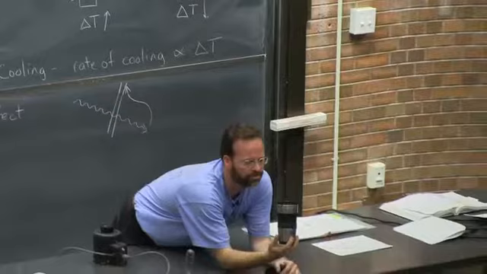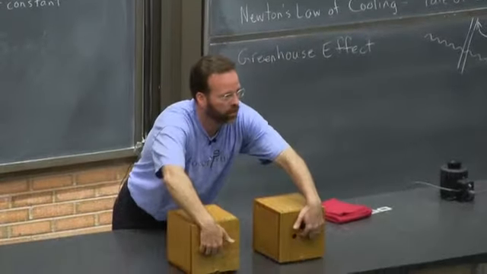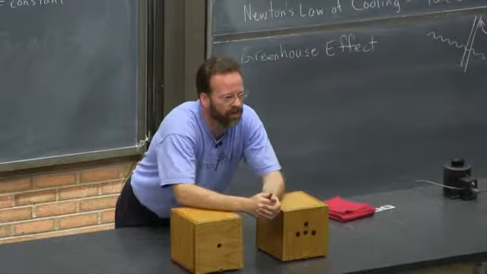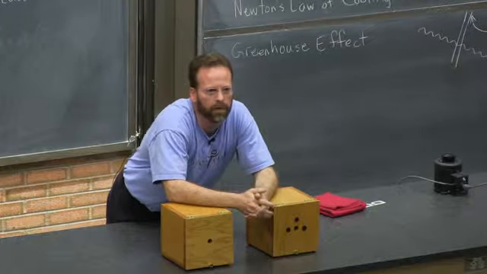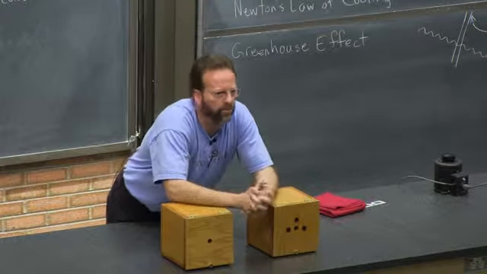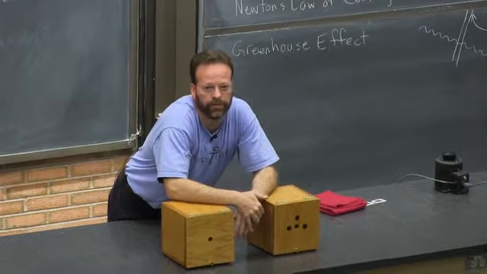Typical thermos. Now I want to end with that one. These 2 boxes, they have holes. They're hollow inside. What's the color of the holes? Black. Which hole looks blacker? Do they? I don't know.